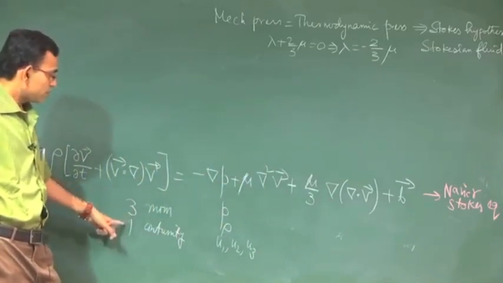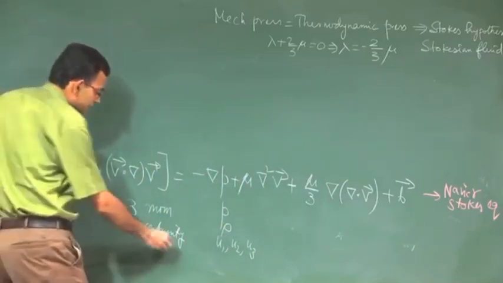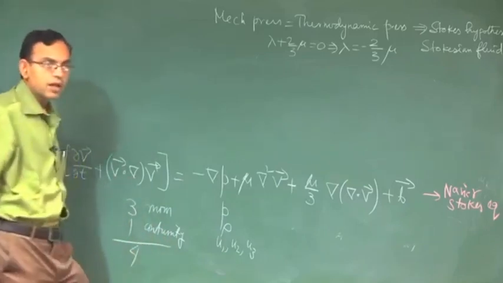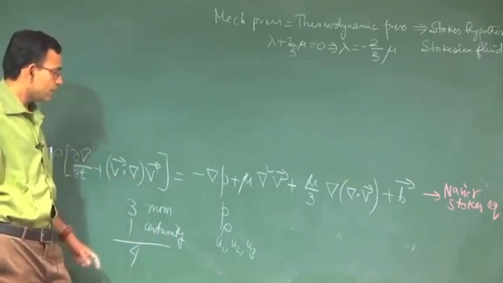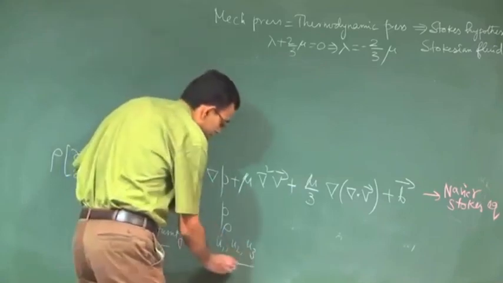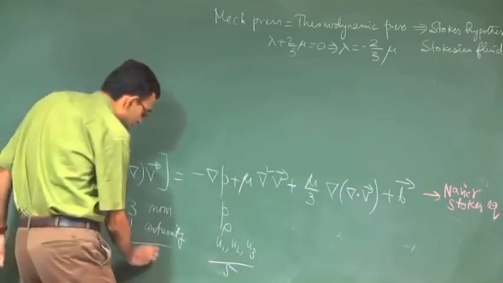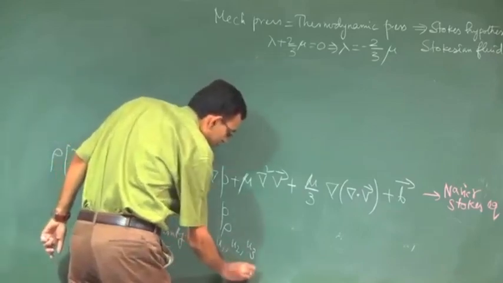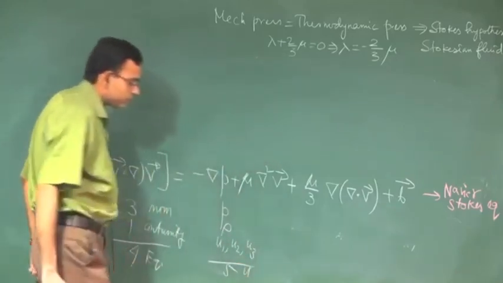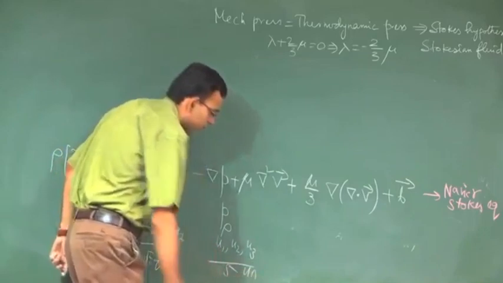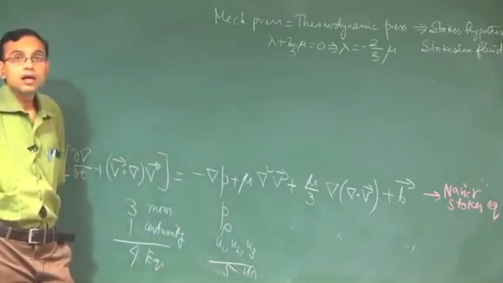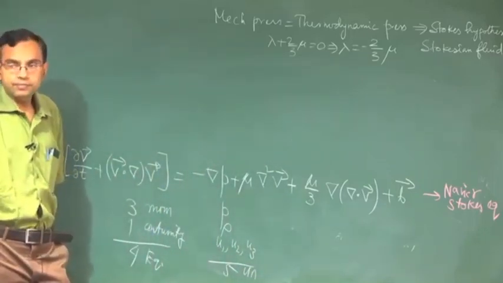So these indicate you have 4 equations and 5 unknowns, right. So this is equations, this is unknowns. So how do you patch it up?